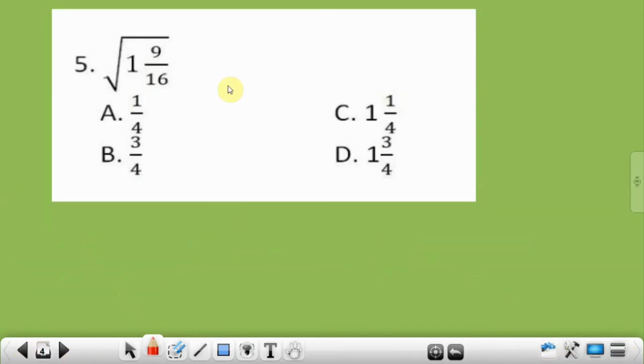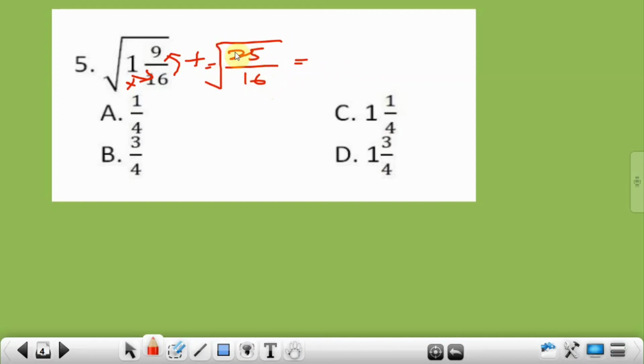Alright. Okay, so now we want to know what is the answer. So first of all, you just turn it into a fraction. Okay, this is a mixed number. We turned it into a fraction. So 1 times 16 plus 9. So it is 25 over 16.